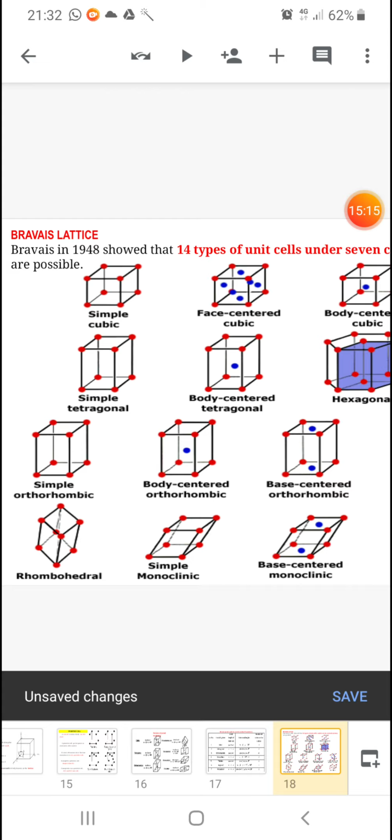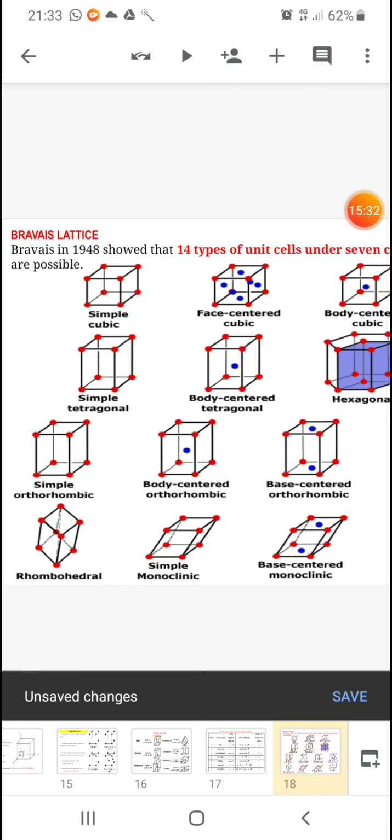Now, in simple cubic structure, the basic system is cubic system where a = b = c and alpha = beta = gamma = 90 degree. Examples are Fe, Ag and Cu.